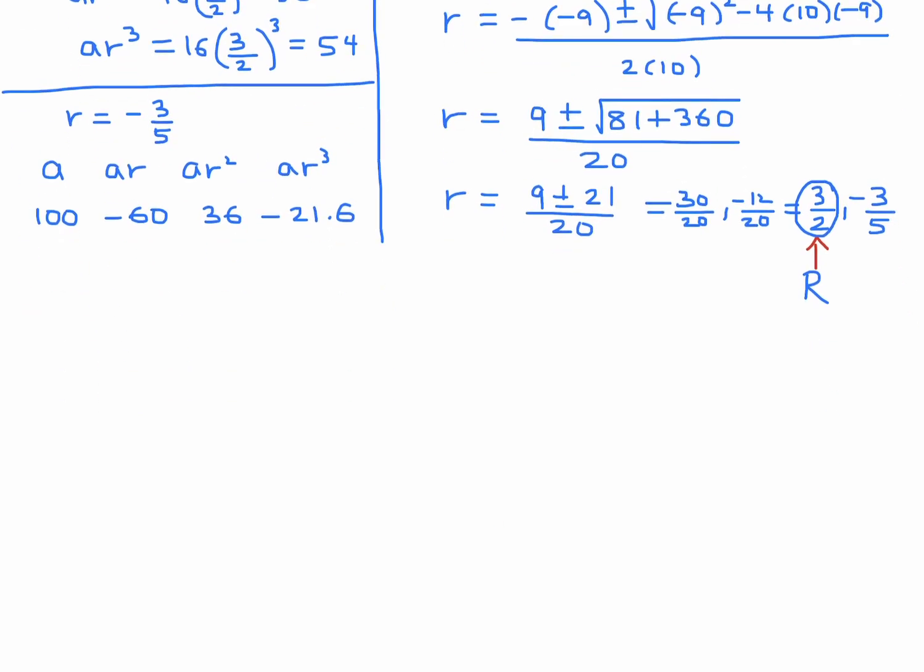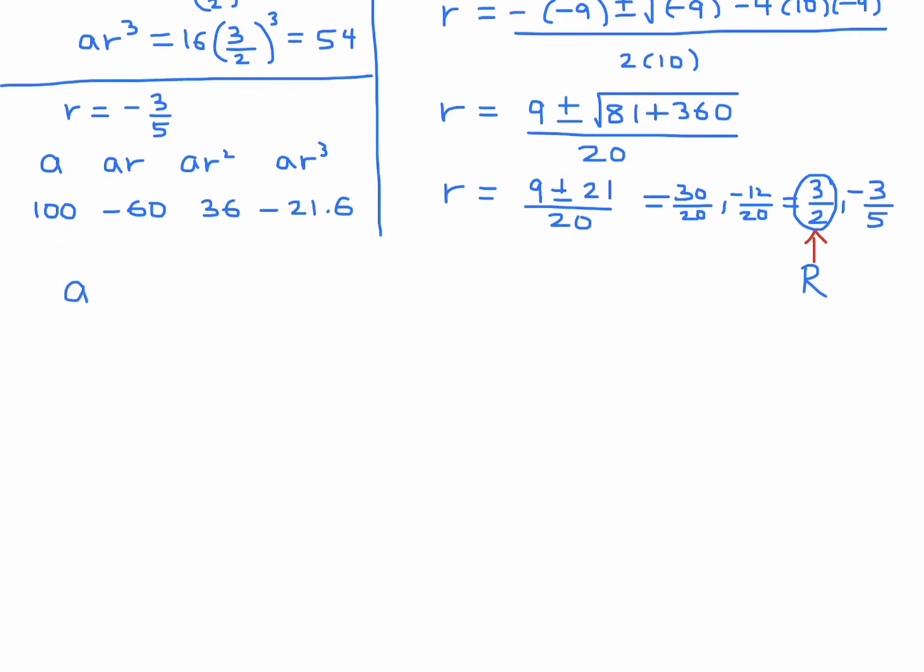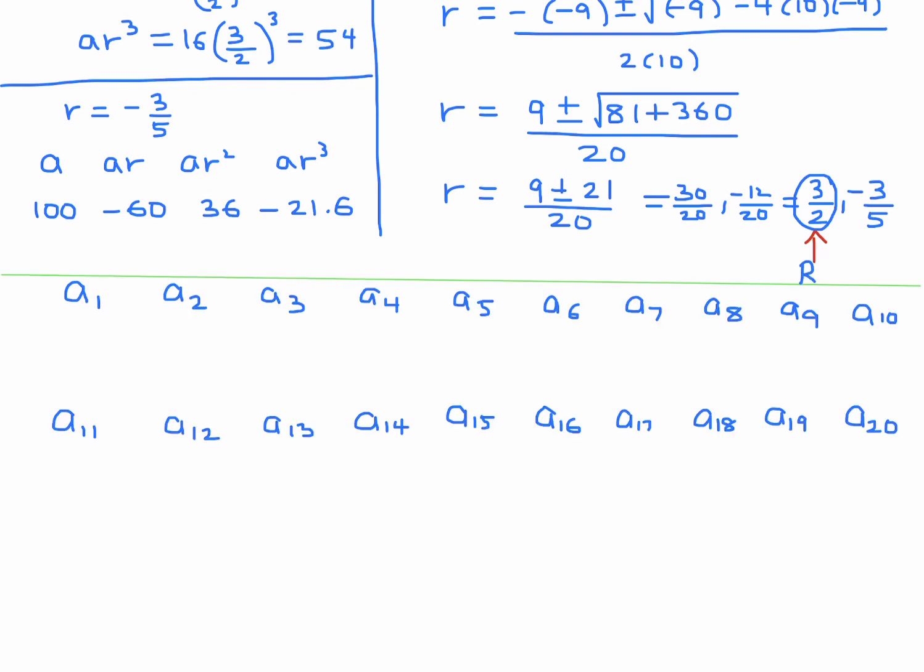So if r equals 3 over 2, let's proceed and figure out a1 through a20. The good news is that we can figure these out pretty quickly. The first few we already did. They were 16, 24, 36, and 54, right? And each of these, of course, is a, ar, ar squared, ar to the power 3, and so on, ar to the fourth, ar to the 5, and so on.